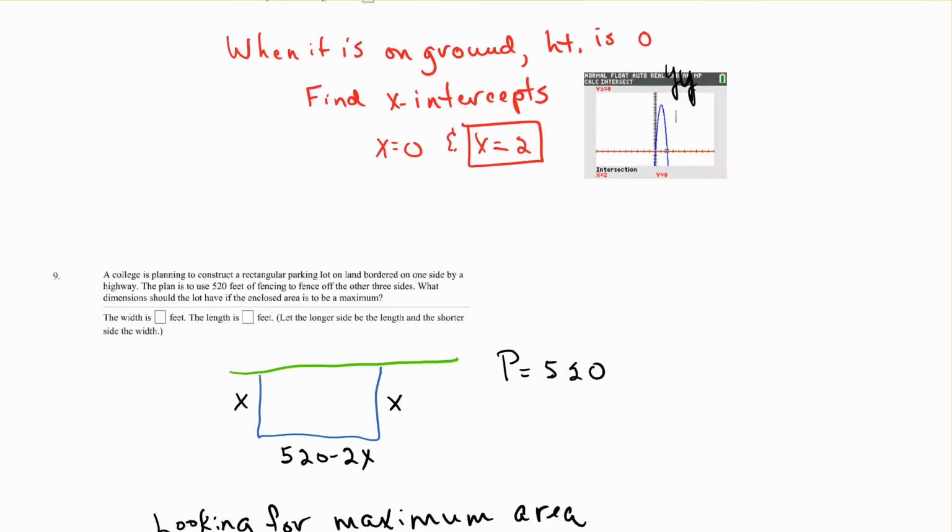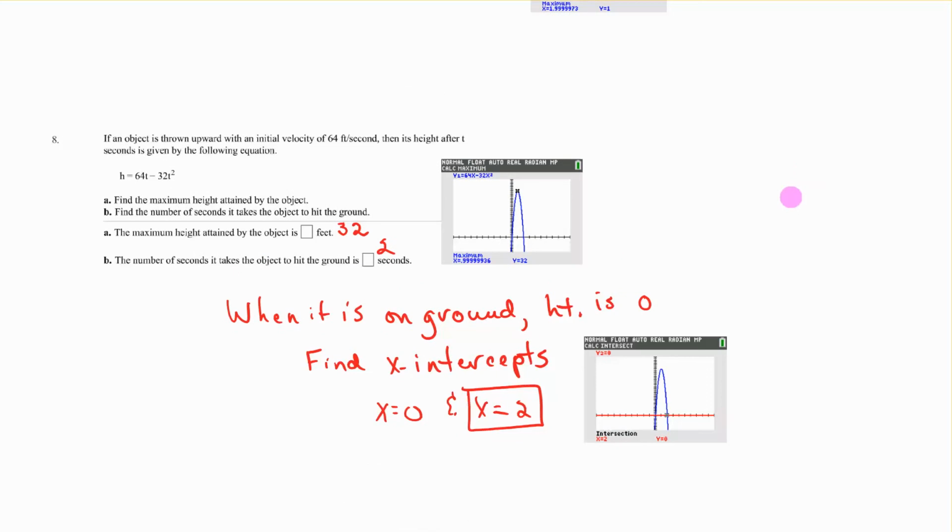Right, y1 equals 64x minus 32x squared. So definitely the x squared is negative, so we're going to get this shape of a parabola. We put that in, and it says find the maximum height. So we simply find the max of that parabola, second calc max, and the y value of that is 32.